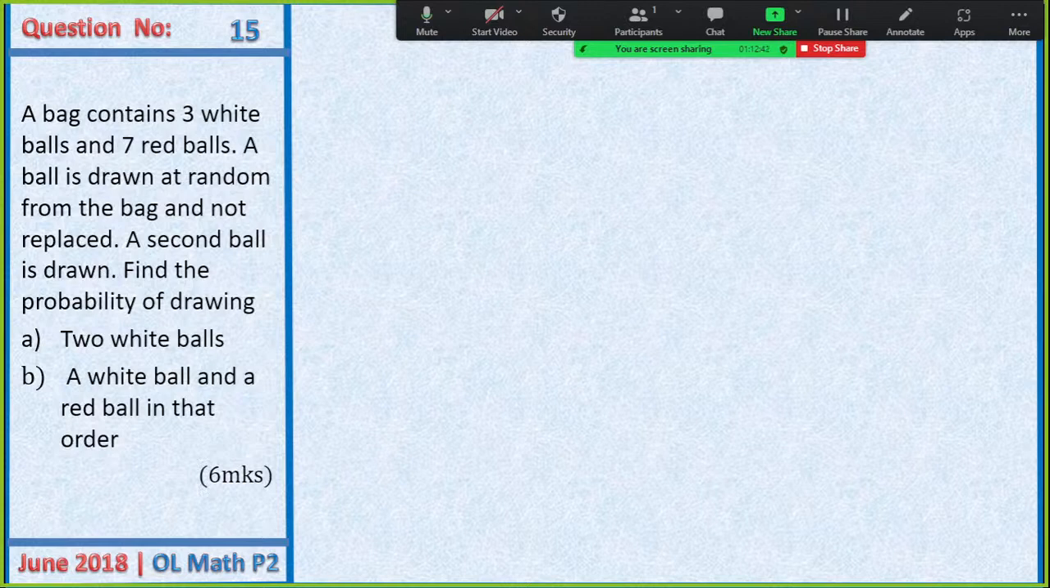One is white and the other is red. So this is draws without replacement. Some draws are done with replacement, some are without replacement. So the probability that the 2 balls are white, that means the first is white and the second is white. So the first ball being white is the number of white balls, this is 3 on 10.